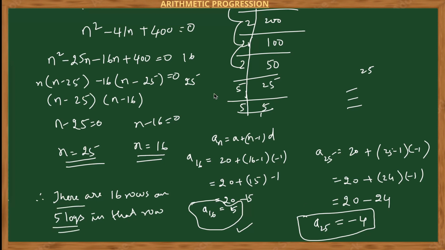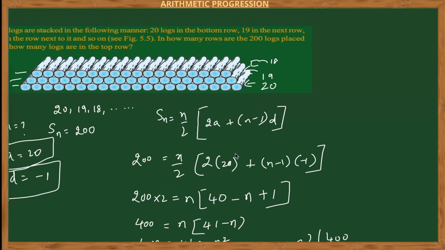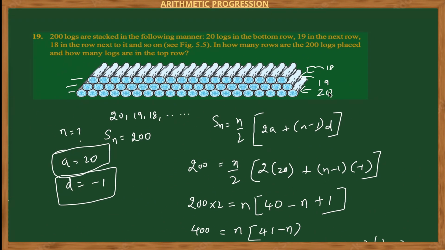Okay, so let's see what we have done here. We have seen that in each row one log is being reduced, so it is like 20, 19, 18, and it keeps going. Our question was at which nth row the total sum is 200, and what will be the number of logs in that row. So n can be retrieved from the sum, since the sum is given.